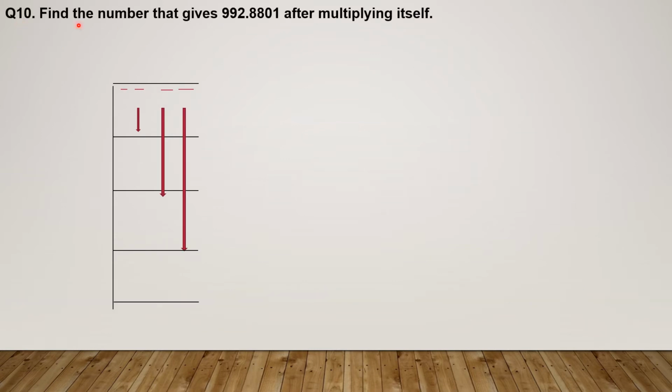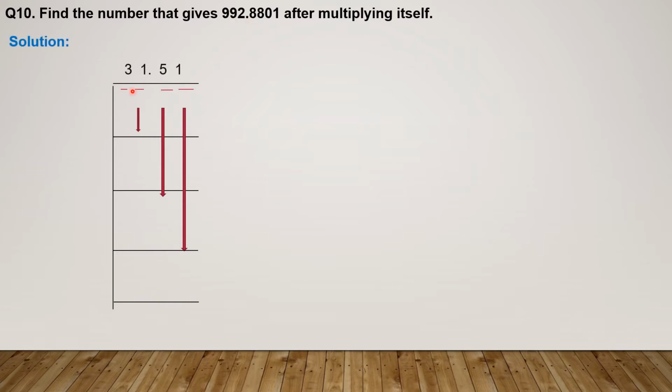Question number 10 is find the number that gives 992.8801 after multiplying itself. So we have to guess the number so that the number multiplied with itself gives us this number, 992.8801. For this purpose we will take the square root of this number.